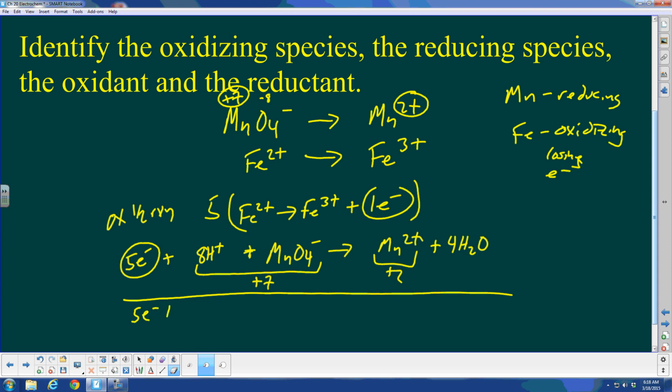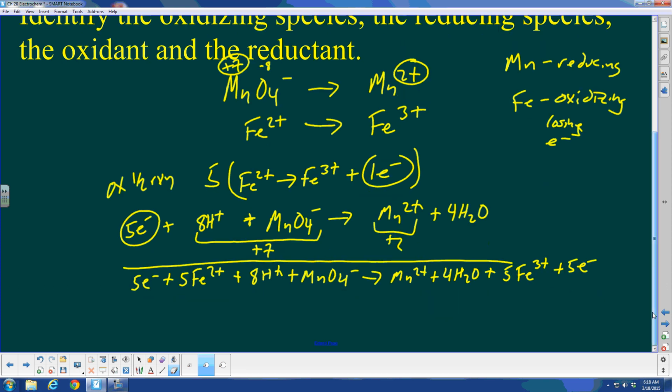5 electrons plus 5 iron 2s plus 8 H pluses plus permanganate yields manganese 2 plus 4 waters plus what? 5 iron 3s plus 5 electrons. Good. And then let's reduce. I have 5 electrons on both sides. There's no water or hydrogen on both sides to reduce, so this is our balanced equation.